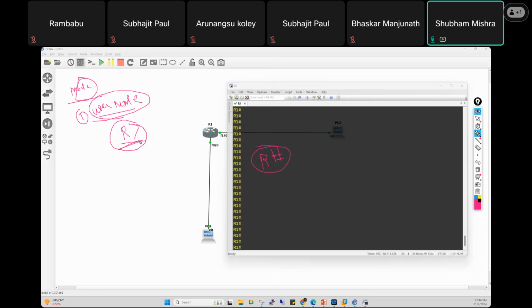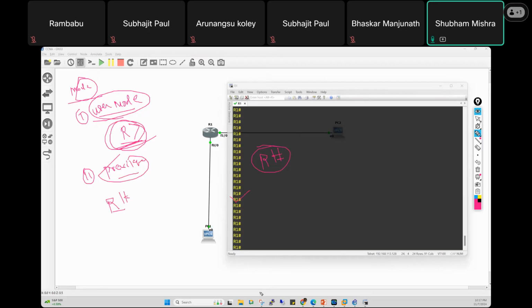So that is the user mode, and this is the initial mode. When you log into the router, you will see this initial mode, and that is called user mode, and it provides very limited access. That's the reason we generally don't do anything in user mode. Now the next mode, guys, is privilege mode. And privilege mode looks like this one. Right now we are in privilege mode. Getting my point, everyone?